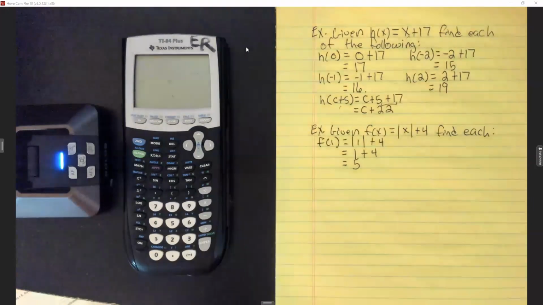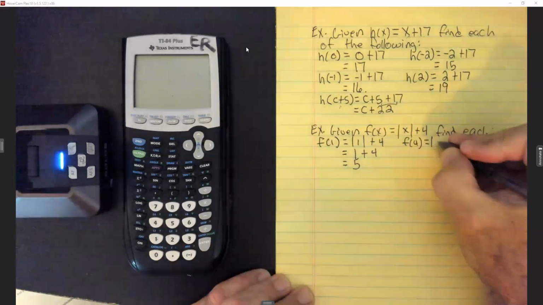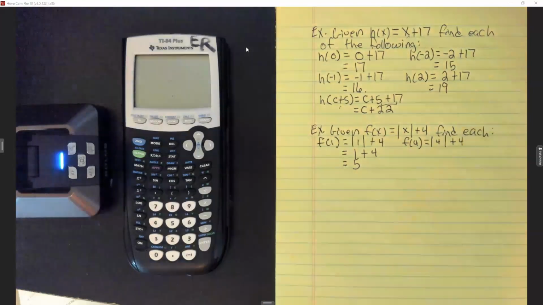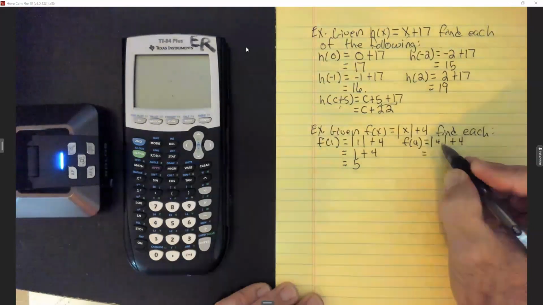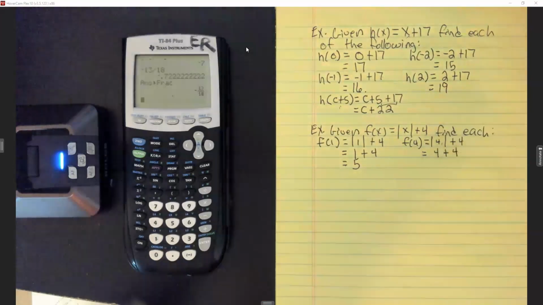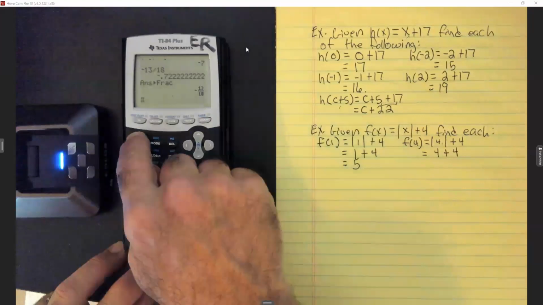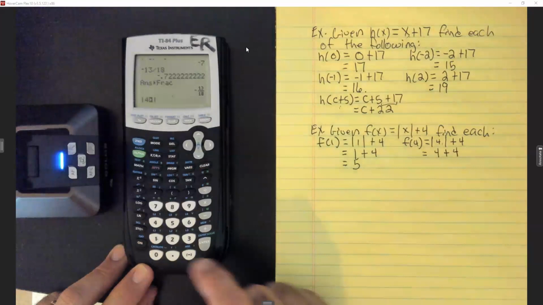Let's see what we got here. The next one is f of 4. So I'm going to put a 4 inside those absolute values, and at the end I still have a plus 4. Once again, the first thing we have to do is the absolute value of 4, and the absolute value of 4 is 4, and then we still have a plus 4. Now, remember, if you're weak on your absolute values, if you hit second 0, it brings up a list. Absolute value is the very first thing. Put your 4 in there and hit enter, and it'll give you a 4.